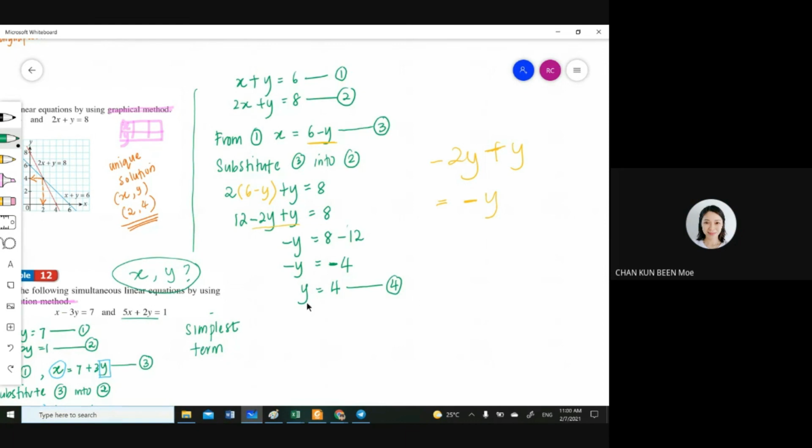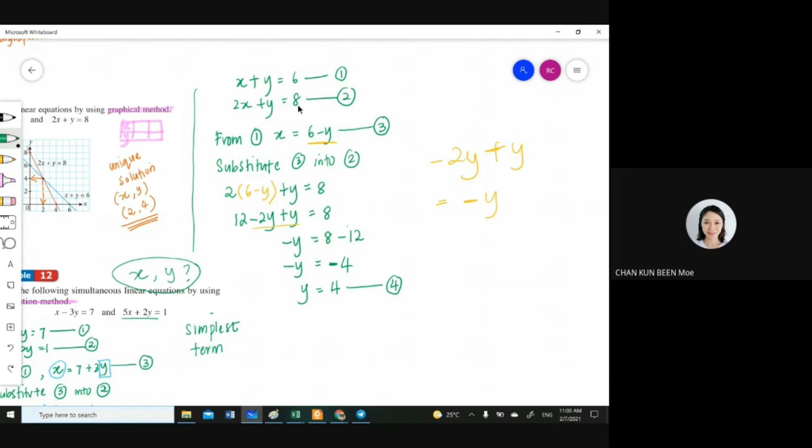Okay, we got the y. Now we want to find the x. So among these three, which one is easier to get x? Number 3. Actually, 3 is the easiest because we want to get x. You see, the x is already the subject itself. If you use 2, later on, after you substitute the value of y, you still have to send the x over to the right to solve it. So there will be more steps.